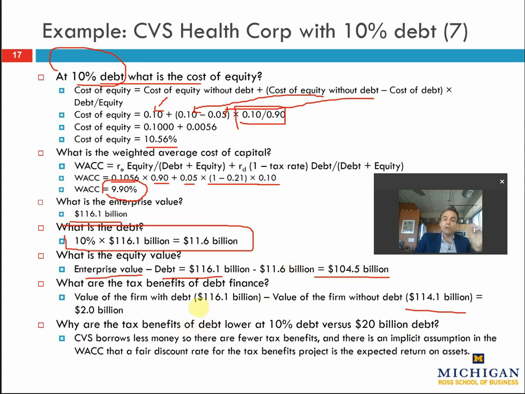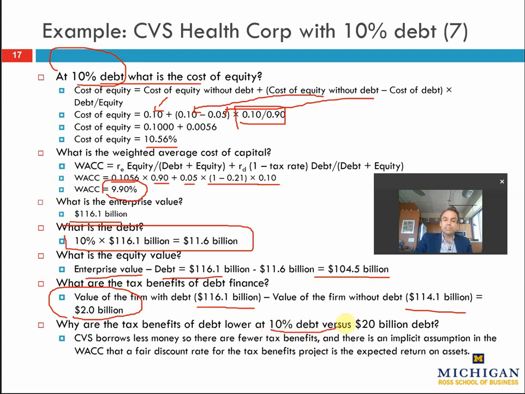The value of the firm with debt is $116 billion. The difference must be the present value of the tax benefits, which is $2 billion. Why did the value of the tax benefits come down? Why did it come down from the $4.2 billion we had earlier?